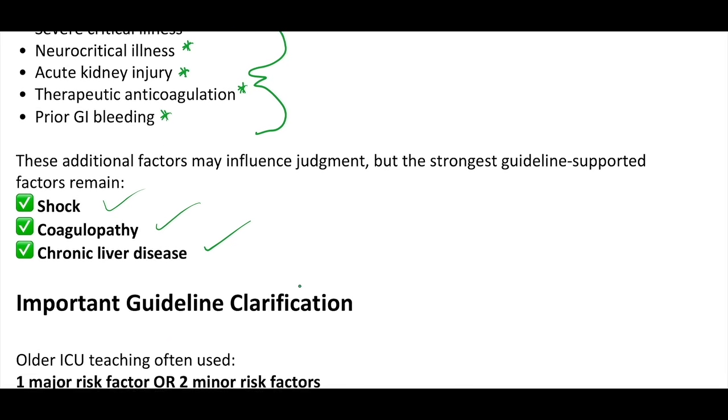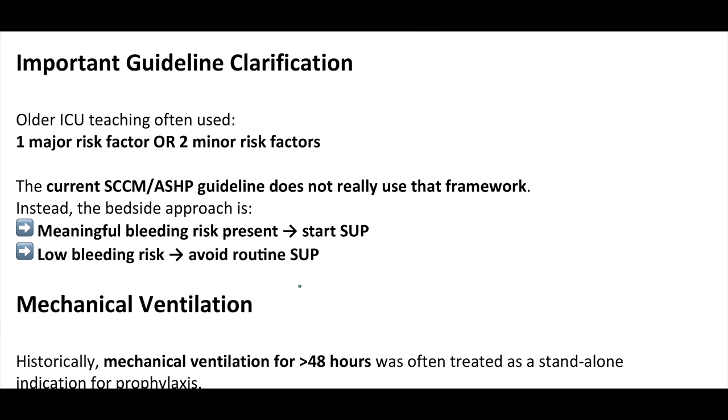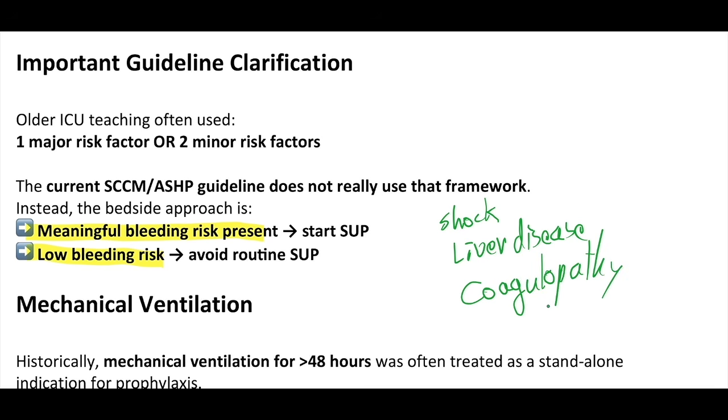Now, interestingly, the classical teaching talks about mechanical ventilation, and we'll get into that. But the important guideline clarification here is that the current SCCM guidelines do not really use this one major or two minor risk factor thing. It talks about meaningful bleeding risk and low bleeding risk. And again, that meaningful bleeding risk often talks about shock. It often talks about liver disease, right? And it often talks about coagulopathy. But then it leaves open some interpretation with severe critical illness, neurocritically ill, and AKI, and all that kind of stuff.